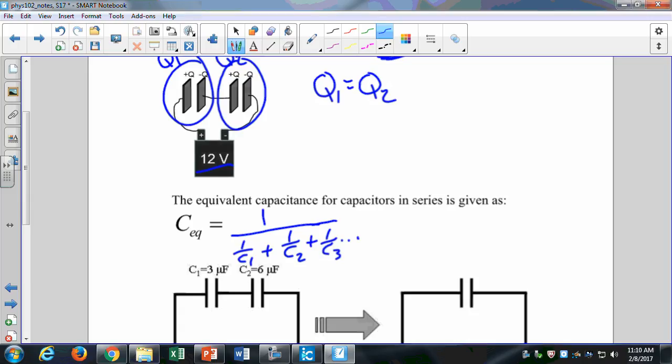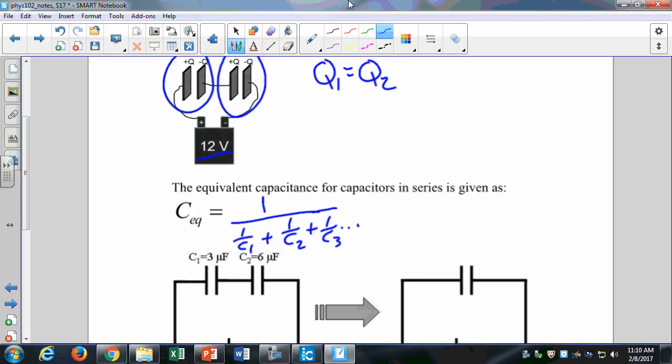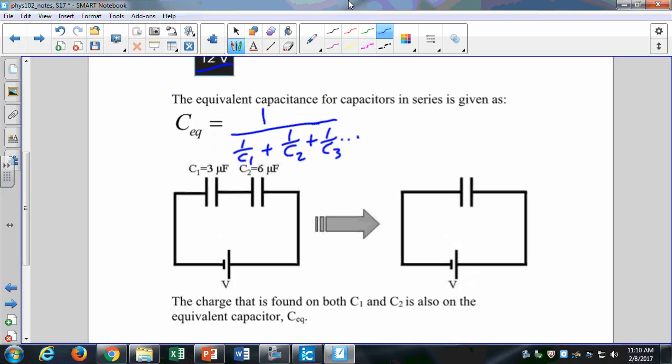with these fractions. Okay, so for example, let's say that we have a 3 and a 6. Well, y'all try it. Try finding the equivalent capacitance of these two capacitors, a 3 and a 6. It's going to look like this: 1 over 3 plus 1 over 6. You don't need your calculators. Just try to do it without your calculators. Honestly, because often I give numbers that work out really easily, and these are nice round numbers. Find your common denominator, add them up, flip it.